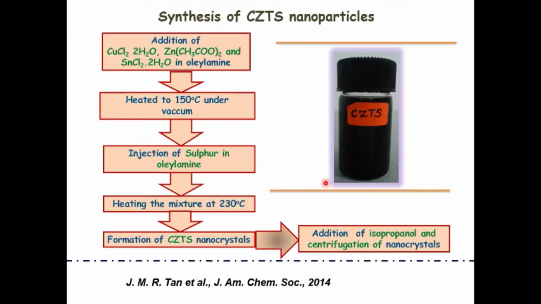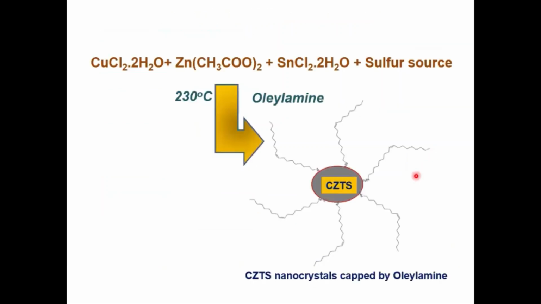So this is the flow chart again for the copper zinc tin sulfide. Copper chloride, zinc acetate, tin chloride, and oleylamine, and then heat to close to the boiling temperature of oleylamine, and then inject sulfur with oleylamine, and then heat the mixture to initiate the nucleation, and then add isopropanol for centrifugation and removal, and take it into powder form.